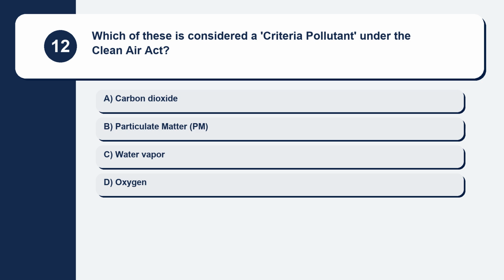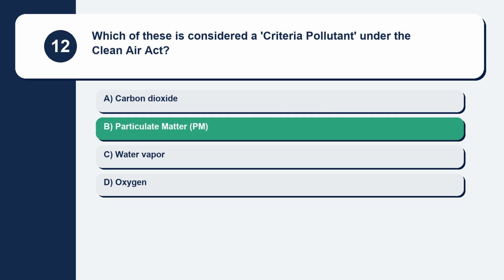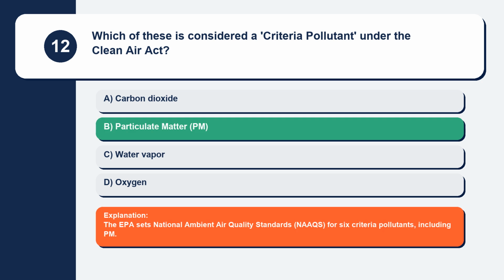Question 12. Which of these is considered a criteria pollutant under the Clean Air Act? Carbon dioxide, particulate matter, PM, water vapor, oxygen. The EPA sets National Ambient Air Quality Standards, NAAQS, for 6 criteria pollutants, including PM.